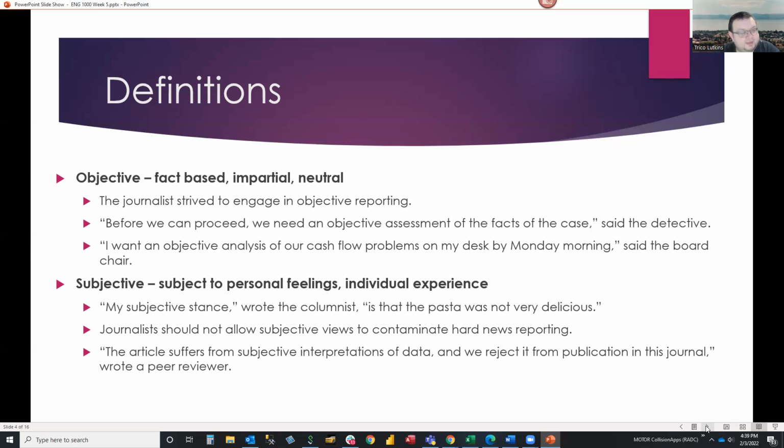Journalists should not allow subjective views to contaminate hard news reporting. "The article suffers from subjective interpretations of data, and we reject it from publication in this journal," wrote a peer reviewer. So those are some examples of objective and subjective.